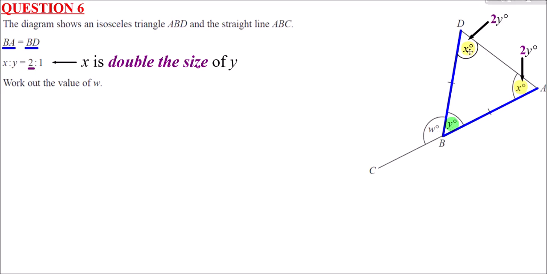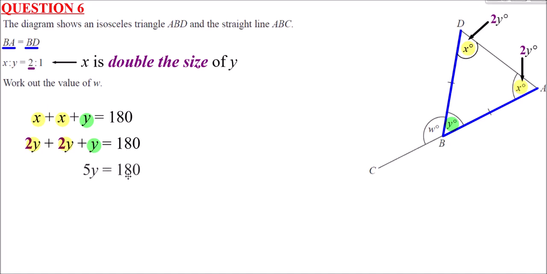So if I just colour code x in yellow and y in green, we've got this equation here. X plus y is 180. But using the fact that x is 2 lots of y, we can write this equation all in terms of y, and we get this. 2y plus this y here adds up to 180. Simplifying, we've got 5y's equal 180. To work out what 1y is, we can divide both sides by 5. So y will be 180 divided by 5, which will give us 36.